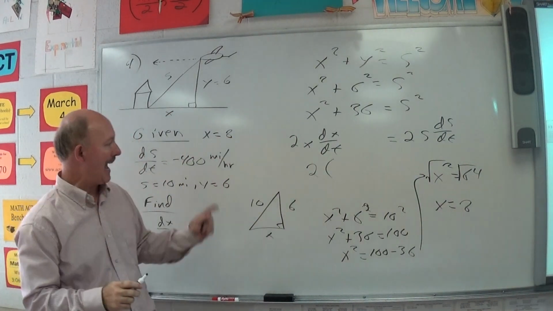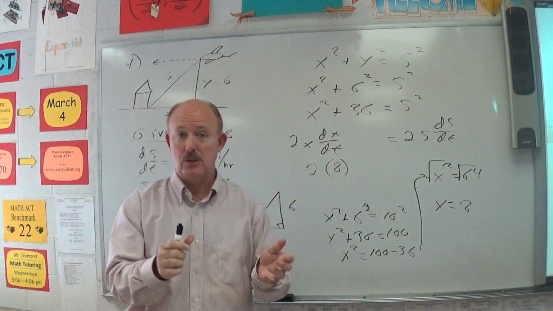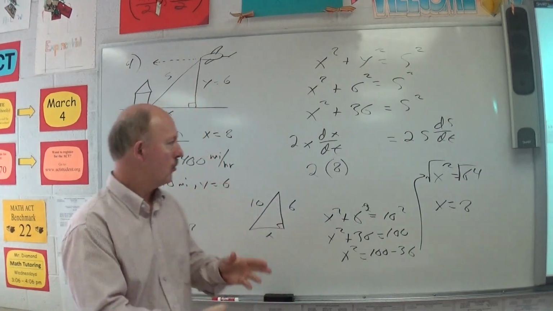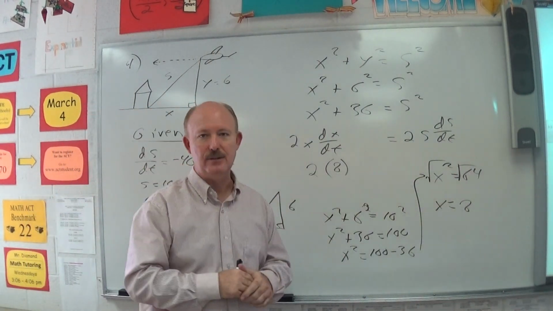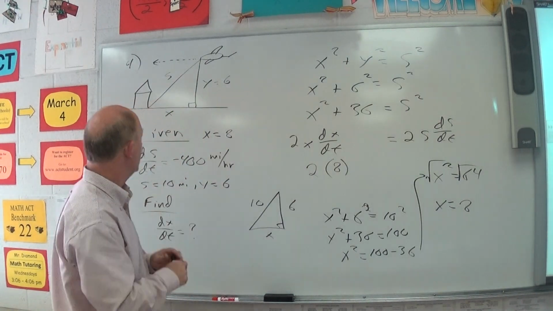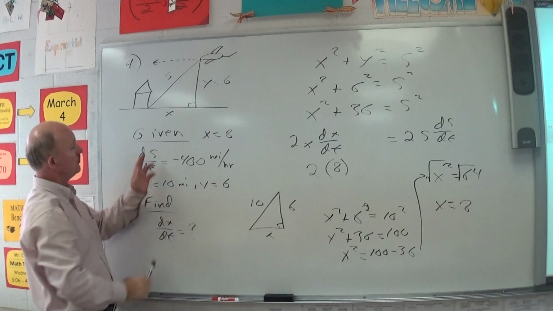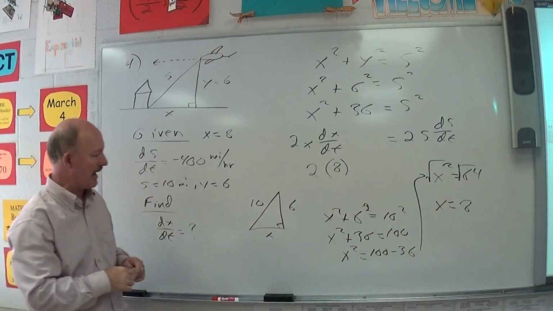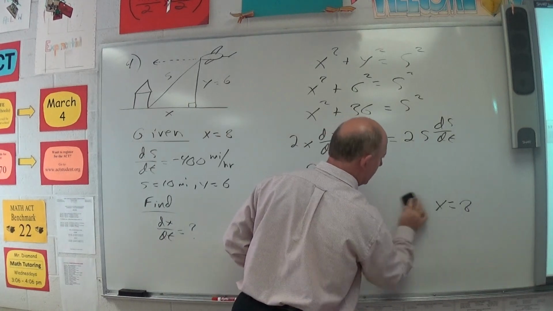So we can substitute 8 in for x now. If one of your variables is missing like this, typically you can find it by going back up to the original relationship. In this case, it's pretty easy to find. You're just using the Pythagorean Theorem. So when the distance is 10 and the height of the airplane is 6, then the distance along the ground has to be 8 miles. So erase this here. It has to be 8 miles.